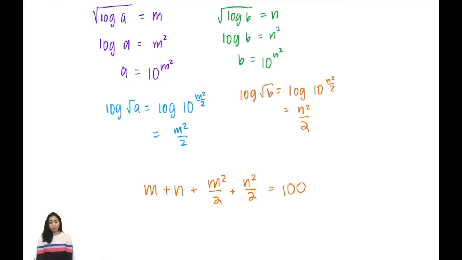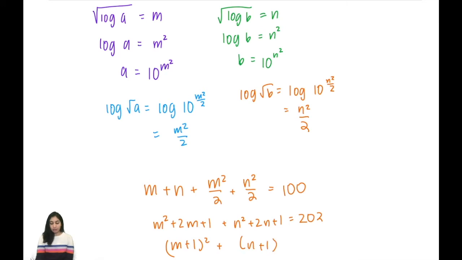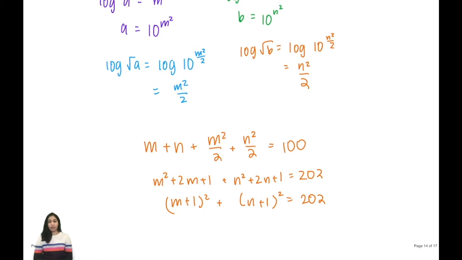Now we can multiply both sides by 2 and add 2 to both sides to get m squared plus 2m plus 1 plus n squared plus 2n plus 1 is equal to 202. Now, this may seem familiar because all we did was just complete the square, and we have (m plus 1) squared plus (n plus 1) squared is equal to 202. Because we know that 2 times 10 squared is pretty close to 200, we can do some trial and error with numbers around 10, and we'll see that 202 is equal to 11 squared plus 9 squared.